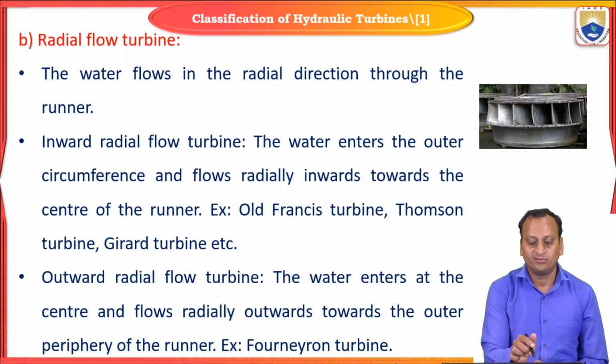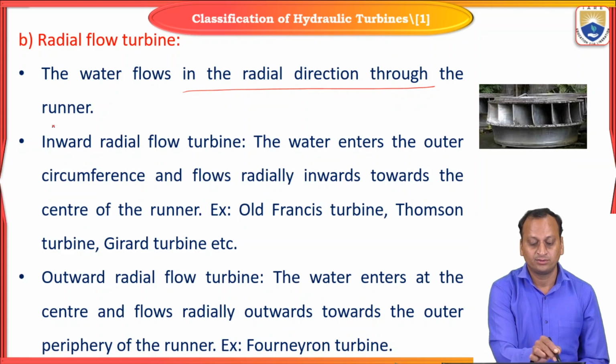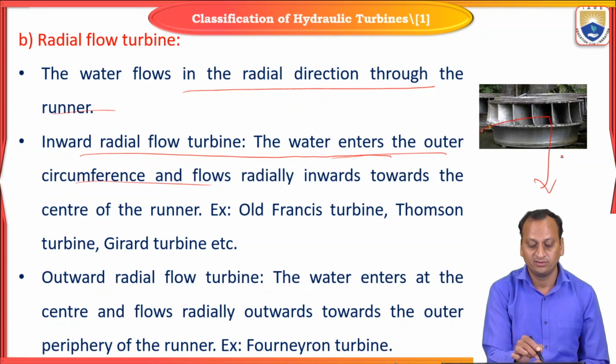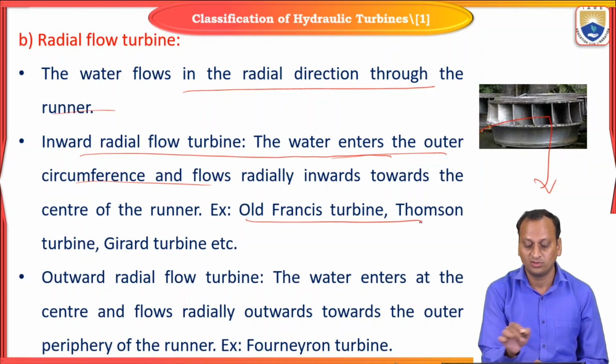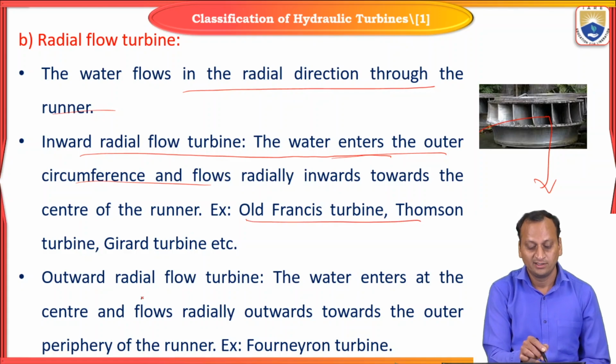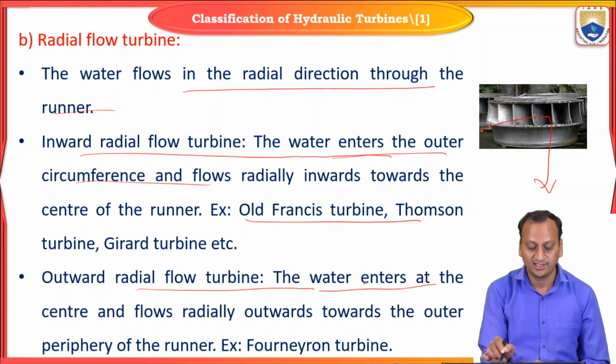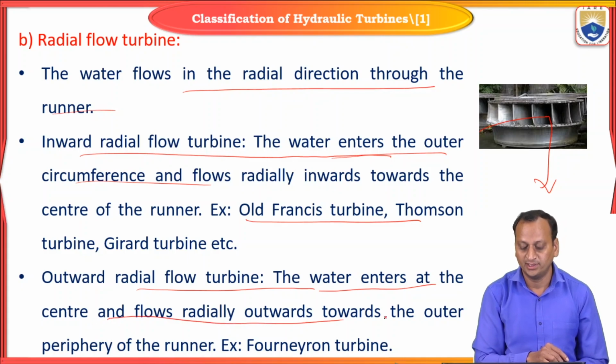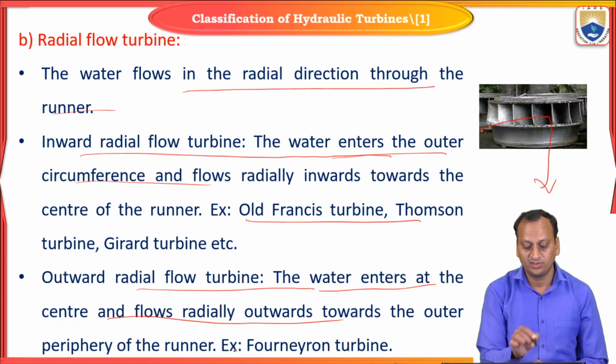In the radial flow, the water flows in the radial direction through the runner. So inward radial flow will be there. The water enters at the outer circumference and leaves radially inward. The old Francis turbine is the example. In the outward radial flow, the water enters at the center and flows radially outwards to the outer periphery of the runner.